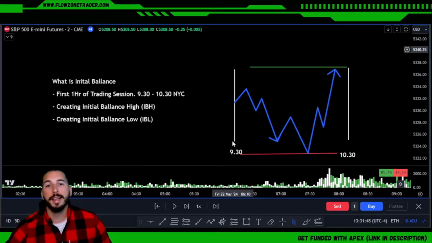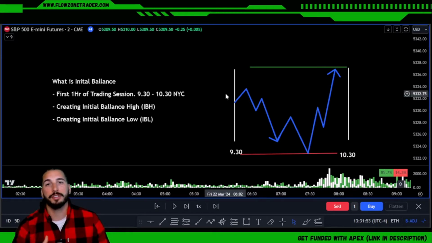So why is this so powerful? It is powerful because banks, institutions, hedge funds, they like to get in and out of their positions in the first hour of trading because it's when the most volume is present in the market. After that first hour of trading, we can identify two key trade setups, which I'm going to go through right now.